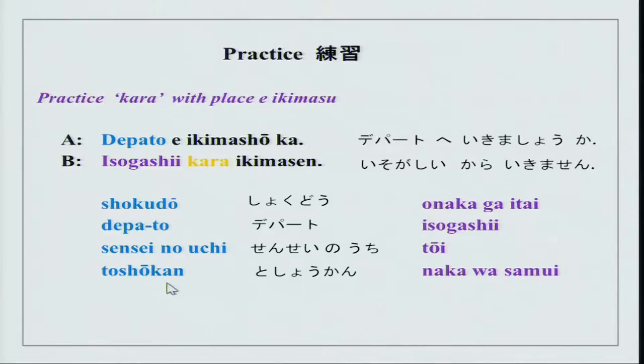Toshokan, library. Toshokan e ikimashou ka? Toshokan no naka wa samui kara ikimasen. It is very cold inside. Thus, I will not go. So, these are some of the examples which you can use and practice at home.